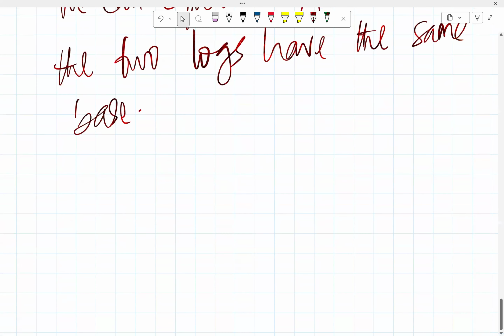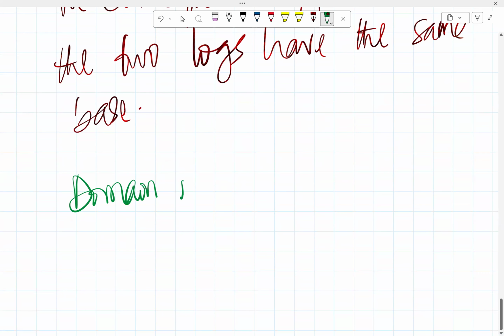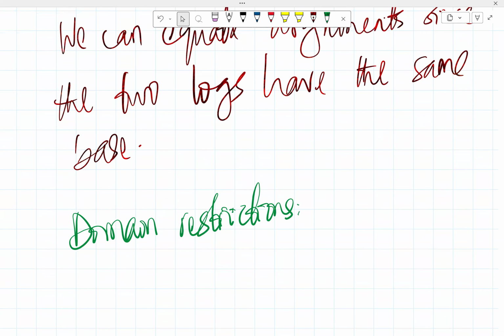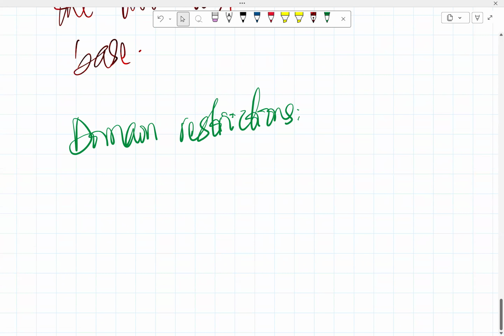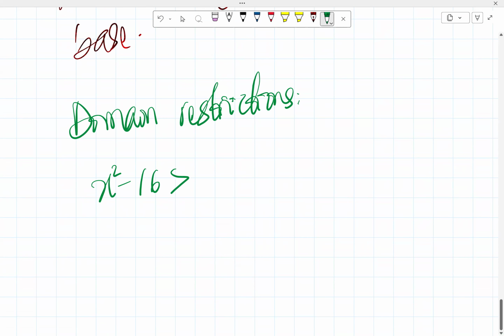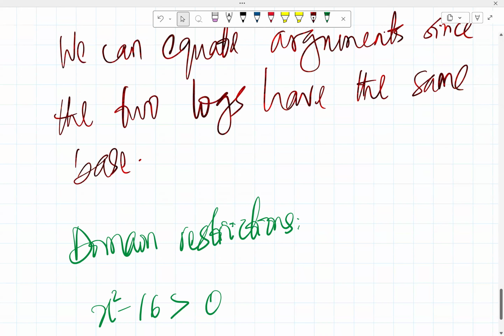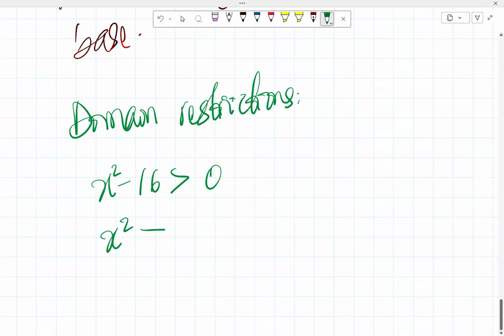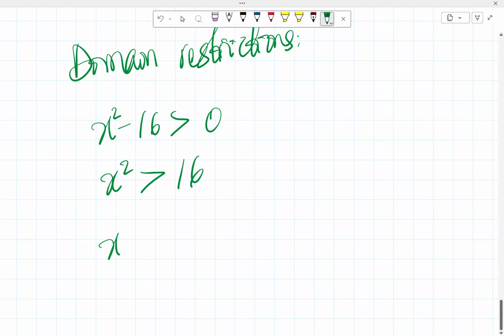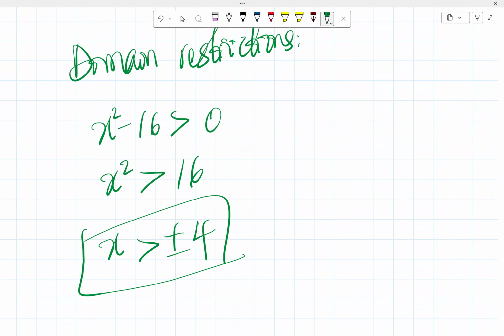So first off, we have x squared minus 16. So x squared minus 16 should be greater than 0, right? That means that x squared should be greater than 16. And that means that x should be greater than or less than plus or minus 4 when you take the square root of both sides. So this is the first domain restriction.